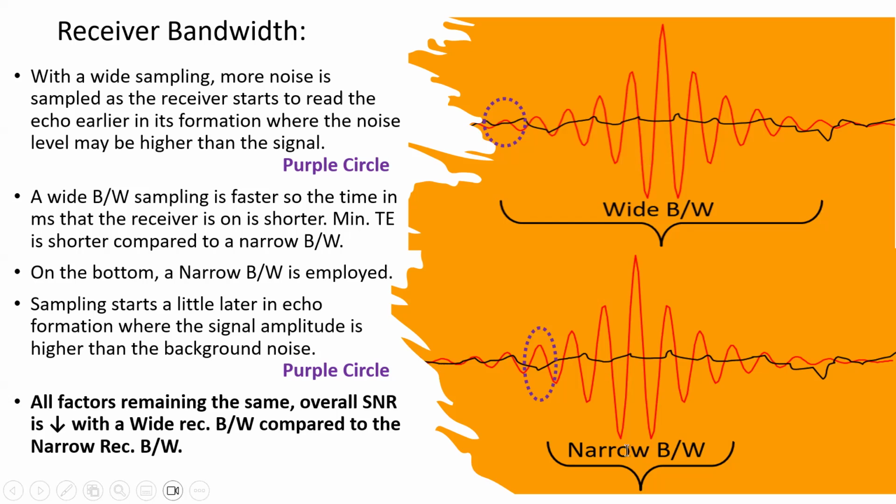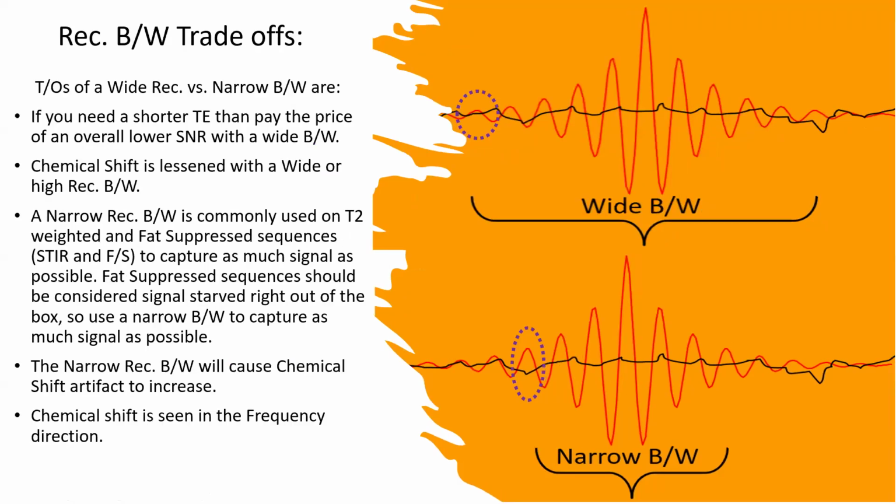Down below, narrow bandwidth. You say, I'm going to take my time and sample this echo. Very good. So now you're sampling from here to here. You're excluding this crap low signal to noise part of the echo. So overall, you're only sampling the sweet spot of the echo with narrow. But the trade-off to get that high signal to noise is a longer minimum TE and a worse chemical shift artifact. Okay, so just memorize one, and the opposite is true.